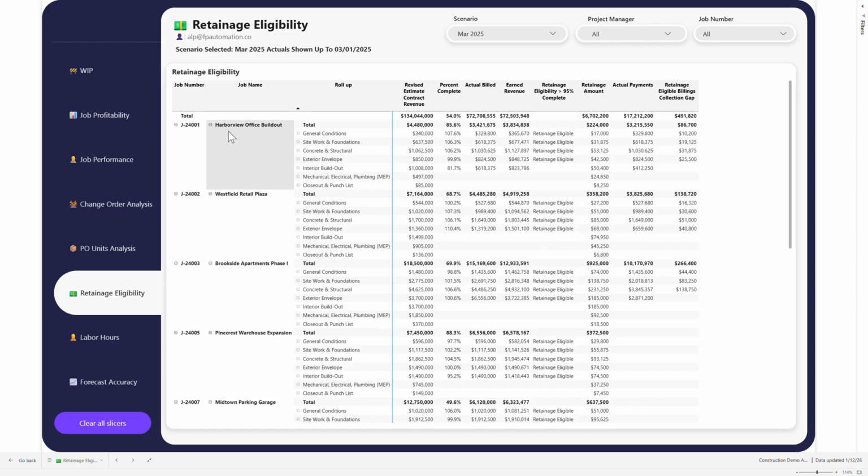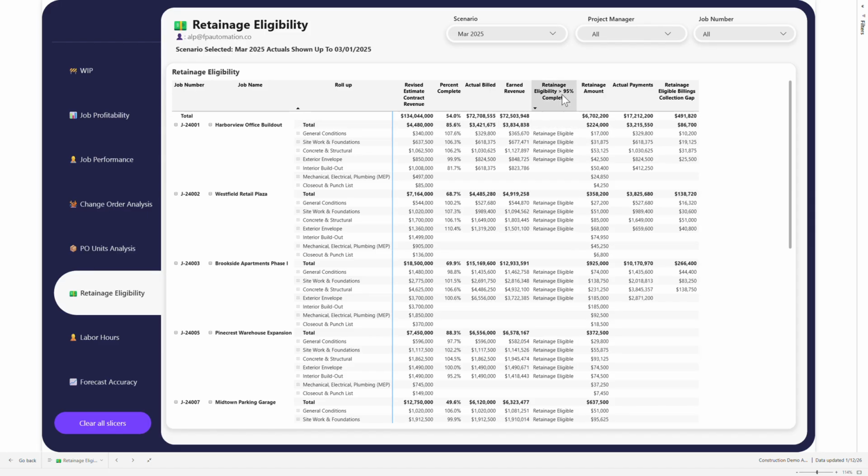So if we look at an example right here for this job, we can see that the job milestone is general conditions. There's a $340,000 contract revenue for this one. And then we can see 17,000, which is 5%, is retained until the actual milestone is completed and the client is now into the further phases of the project and the contractor can bill for this.